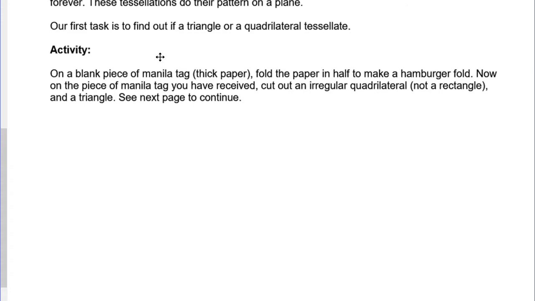All right. Now we're going to be taking this piece of paper and we're going to cut two pieces out of it. So I need you to make a hamburger fold out of it. And then I need you to cut out, or draw first, an irregular quadrilateral. Can't be a rectangle. Remember, a quadrilateral is a four-sided figure. It's a polygon with four sides. Not a rectangle, or a square. Now, you also have to do a triangle. So on the top half, cut out the quadrilateral, and on the bottom half, cut out the triangle. That's the first thing you have to do, okay?